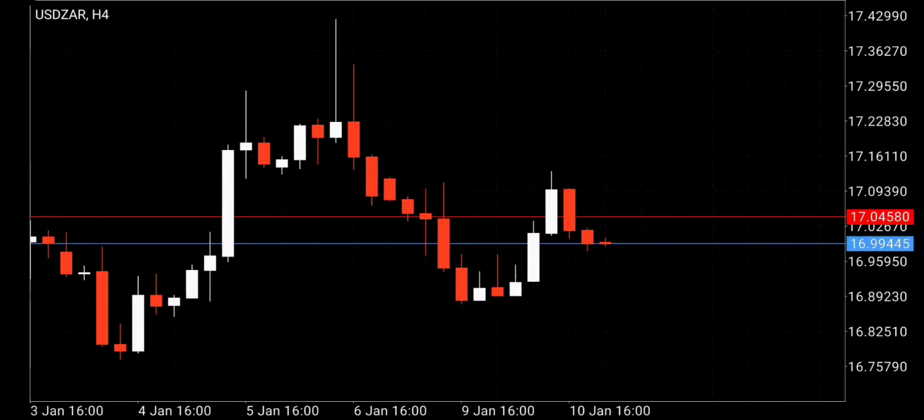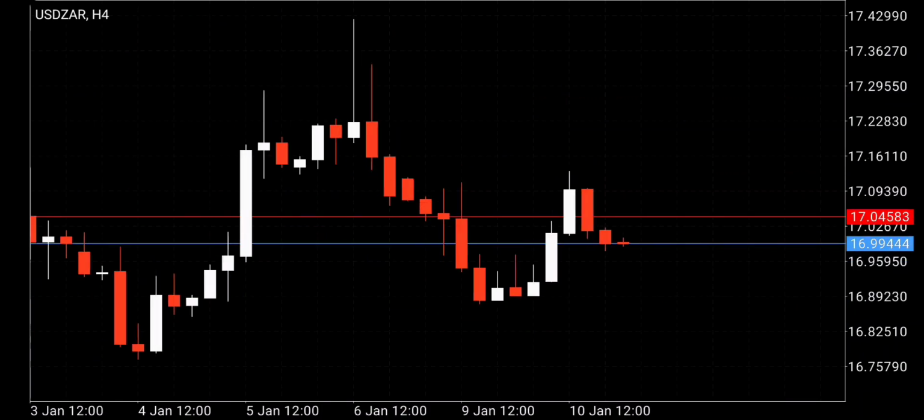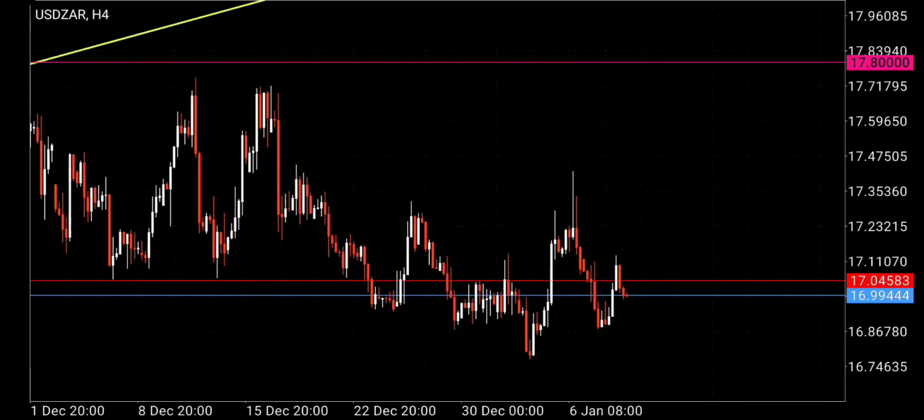So let's check H4 and see if even H4 can give you a short-term buy trade. H4 did the same thing when you had your bearish trend line and your support there, and then it's pushing up. But it's really not worth it, especially if you're trading on a short-term scale.